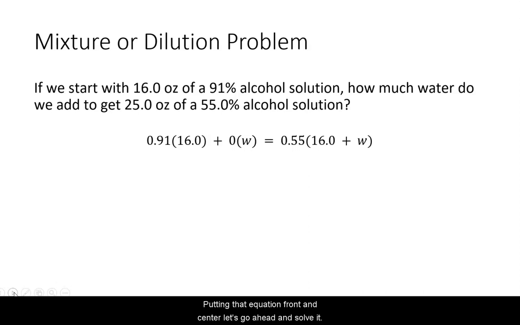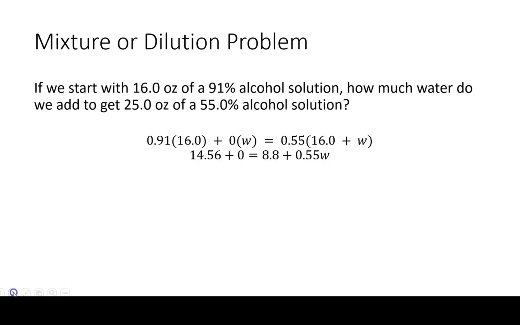Putting that equation front and center, let's go ahead and solve it. The first thing I want to do is distribute through to get rid of some of these parentheses. Multiply things out. 0.91 times 16 becomes 14.56. 0 times W becomes 0. On the other side of the equal sign, we distribute the 0.55 through to get 8.8 plus 0.55W.